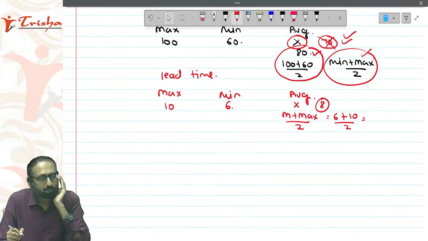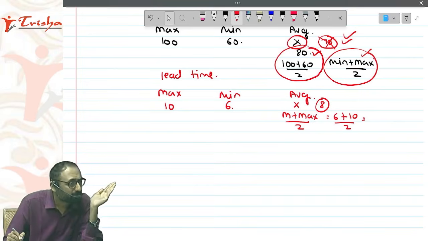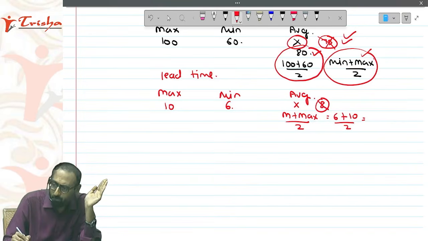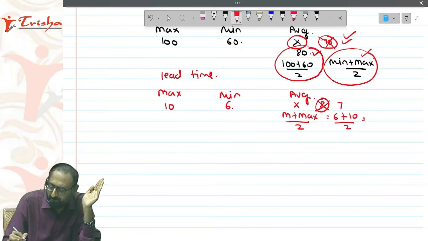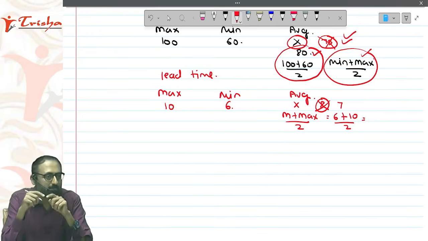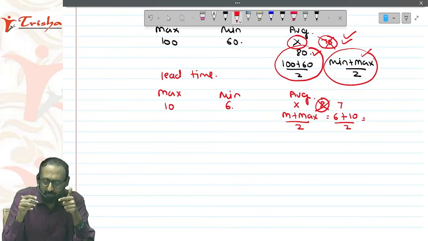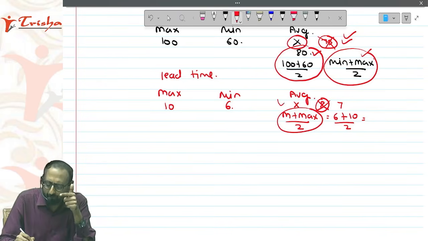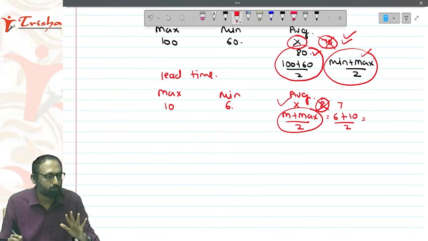Yes or no? But what if in a question, average lead time, normal lead time, is specifically given as 7? What will you apply, 8 or 7? You will apply 7. This formula again is applicable only if average lead time is not given to you.